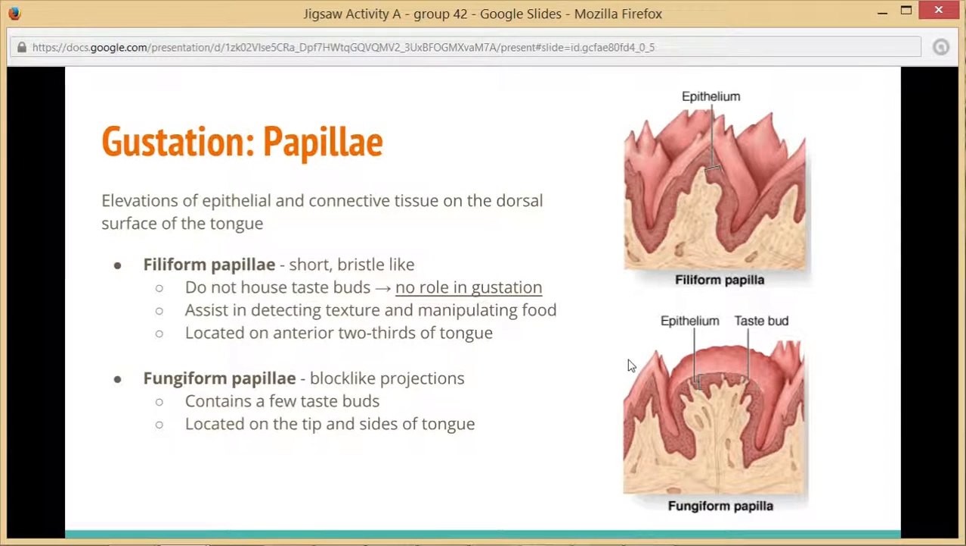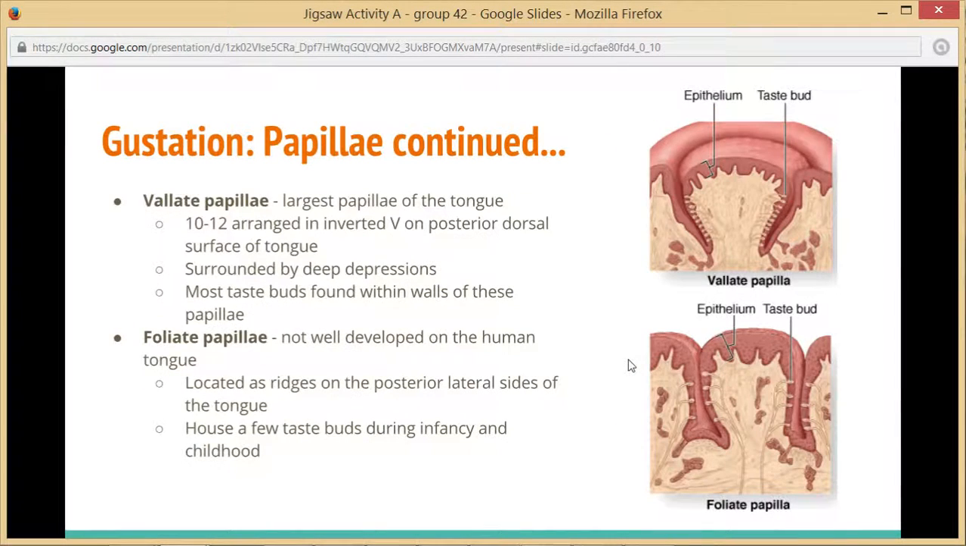Papillae are elevations of epithelial and connective tissue on the tongue, and there are 4 different types. The first type is filiform, which has no taste buds and detects texture of food. The second is fungiform, which contains a few taste buds. The third is vallate, which are the largest, and they are surrounded by deep depressions where most taste buds are found. And lastly, foliate, which are not well developed on the human tongue, but they do contain a few taste buds during childhood.